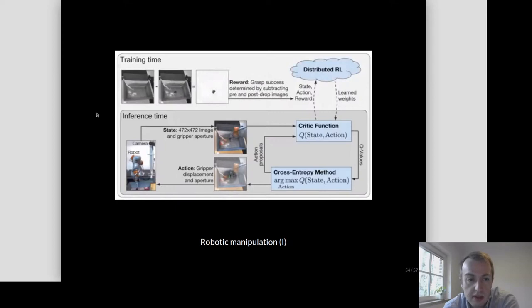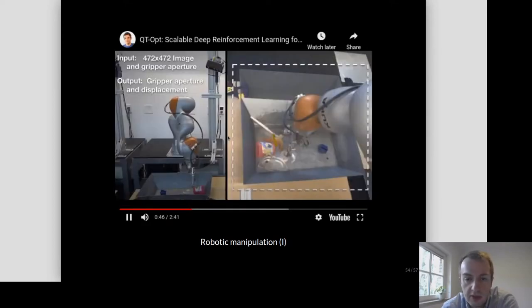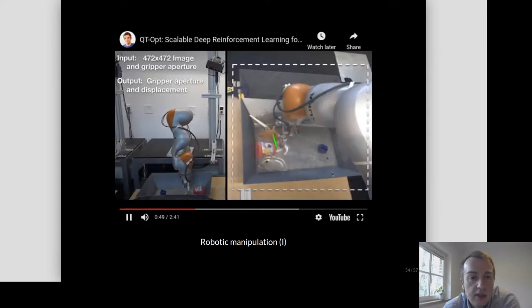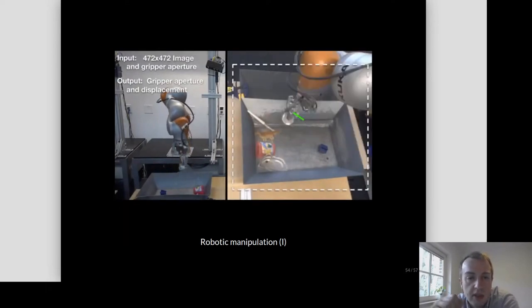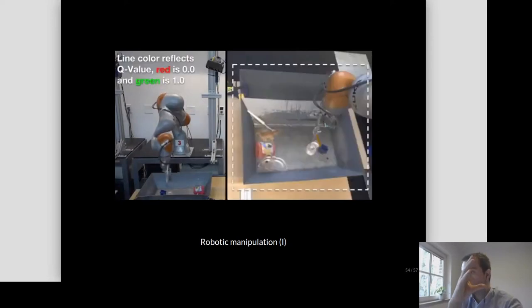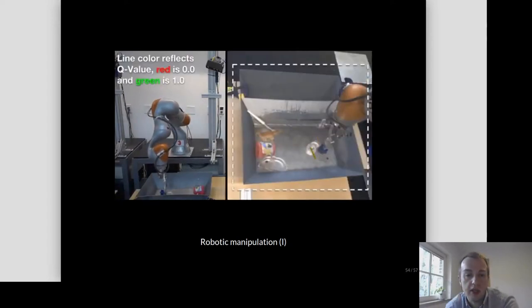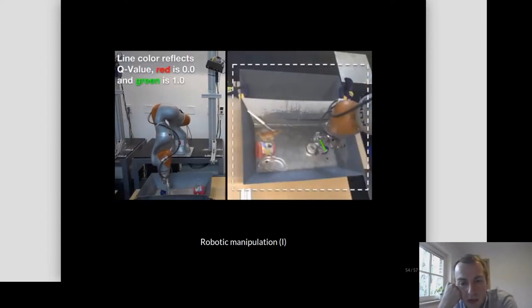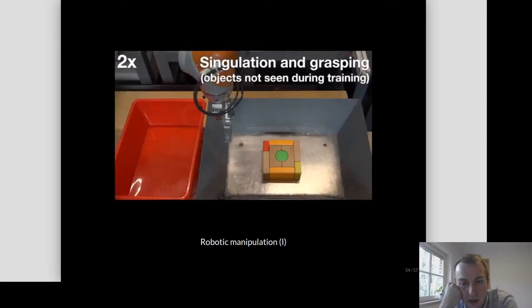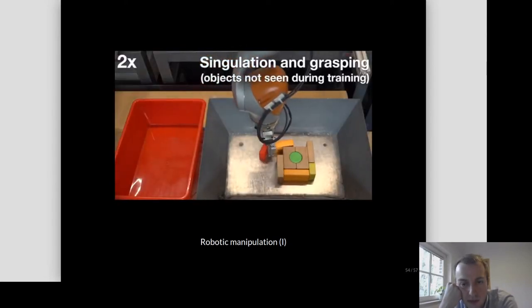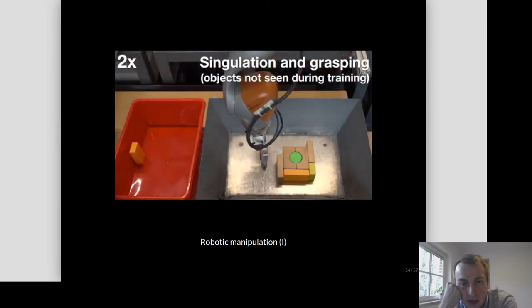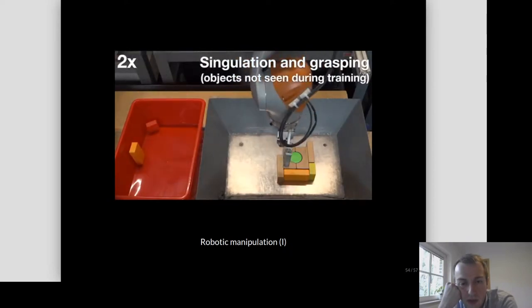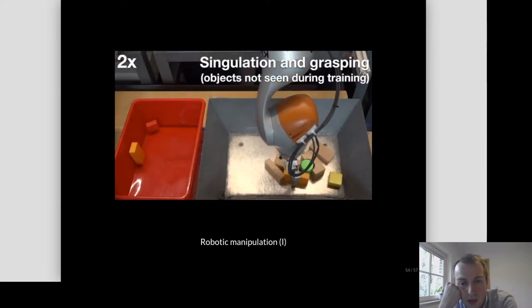So what you see is that it starts with some states which depend on the image. And the action that the robot should perform is basically how to open the gripper, and where it should put the gripper before opening, before trying to seize the object. And you see that again, you can manage to find a policy that would generalize quite well to unseen objects.